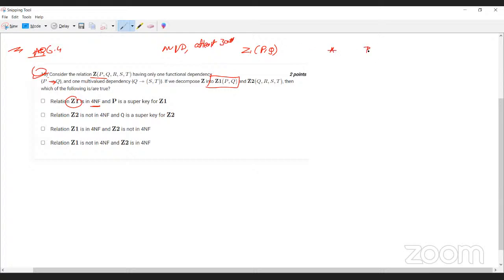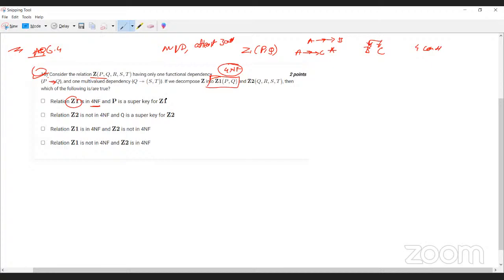If there are A, B, C, and A multi-determines B, where B and C are two independent attributes, there must be at least three attributes such that B and C are independent. Then I can say A multi-determines B or A multi-determines C. But first it should satisfy those conditions, right? For Z1, there are only two attributes, so we can say that Z1 is in 4NF. It requires at least three attributes. If there are no three attributes, we don't need to check any condition. So Z1 is in 4NF.